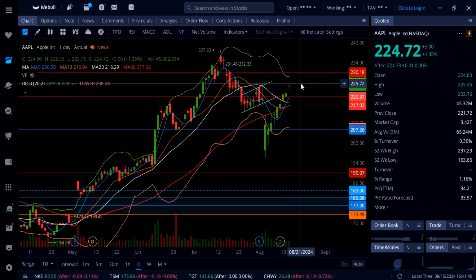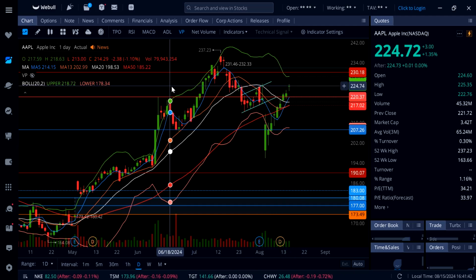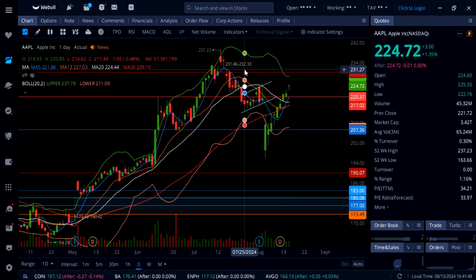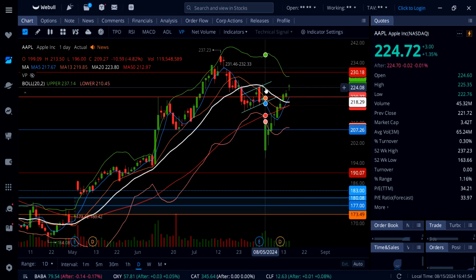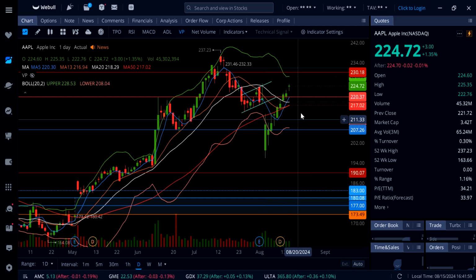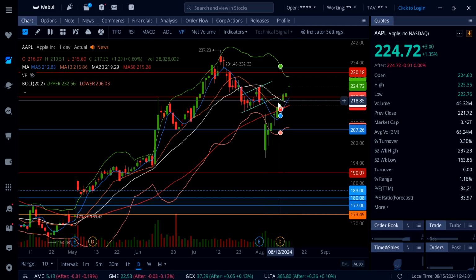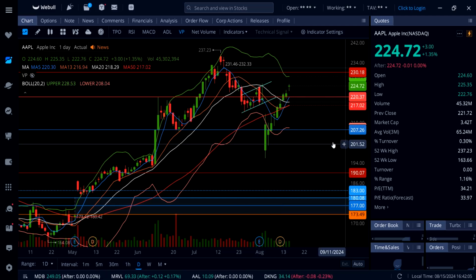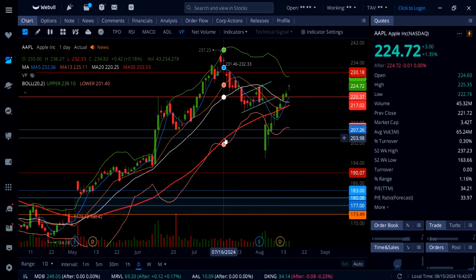And as soon as we get over 225, this level, this thing can run up to 230, and then this gap possibly getting filled at 232.33. Now, if Apple comes back, this thing can hold anywhere from, I would say, 220 to 218, 20-day moving average. As long as the support can hold, this could be your dip buying opportunity and play to the upside up to this gap, 232. Now, if this thing cracks under, this is going to be your stop loss on a pullback, 217, 50-day moving average.